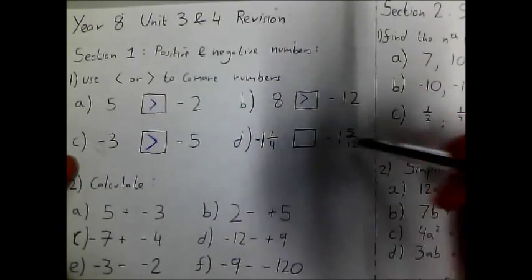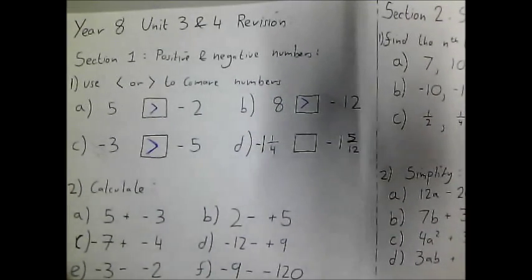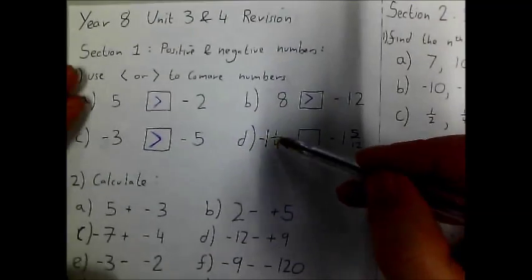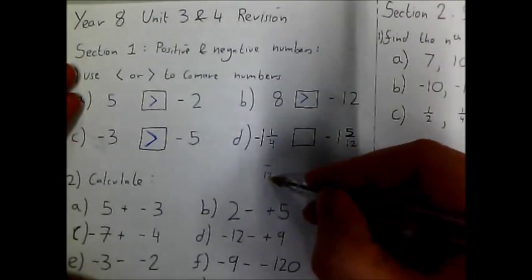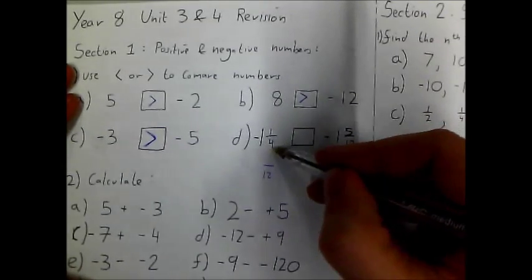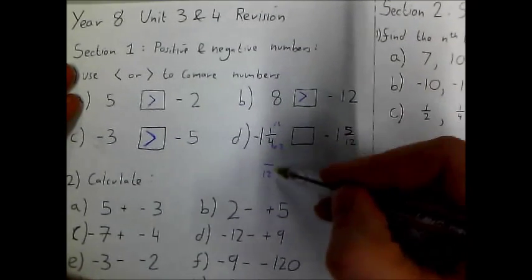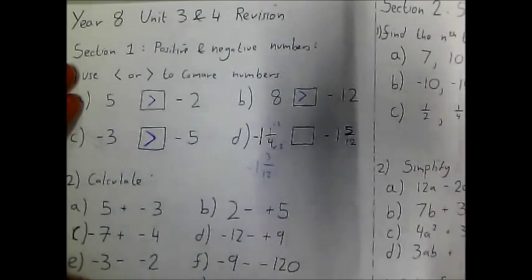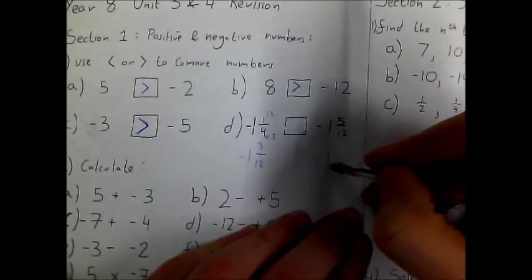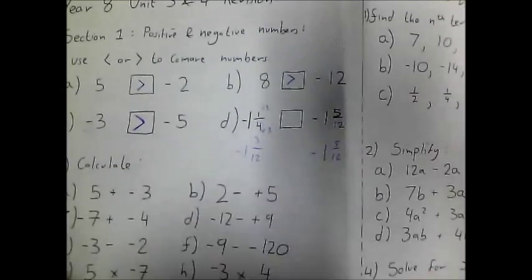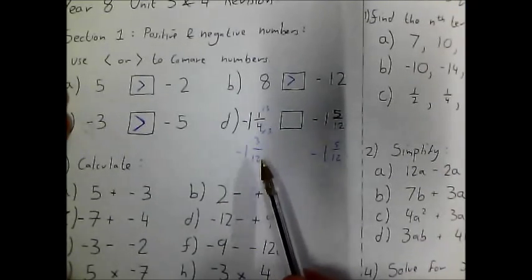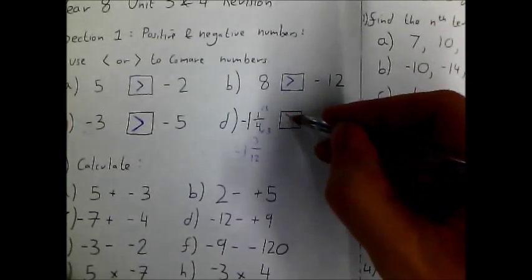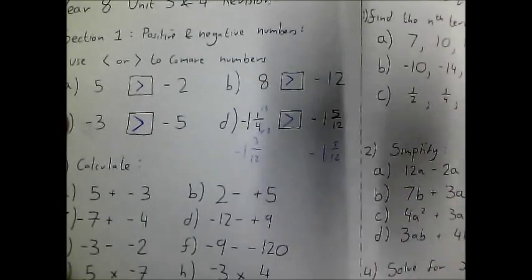Okay, and then here, I might just do a quick bit of processing to help me out. I'm going to convert this fraction so it's got the same denominator, so out of 12s. I multiplied the bottom by 3, so I multiplied the top by 3. So this is -1 and 3/12, and here I've got -1 and 5/12. So this number is closer to 0, so -1 and 3/12 is larger than -1 and 5/12. This is closer to 0 on the number line.